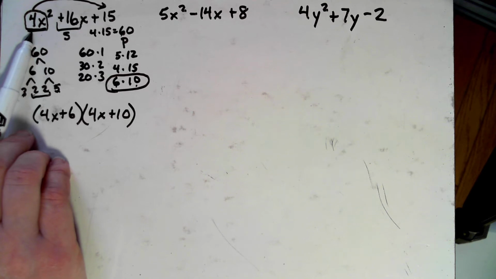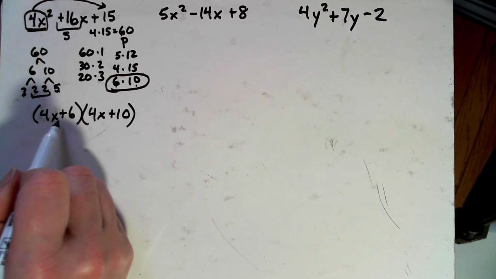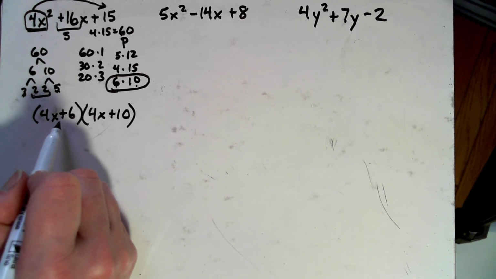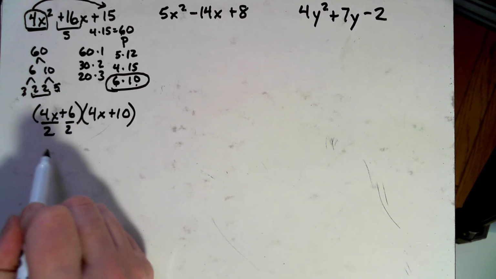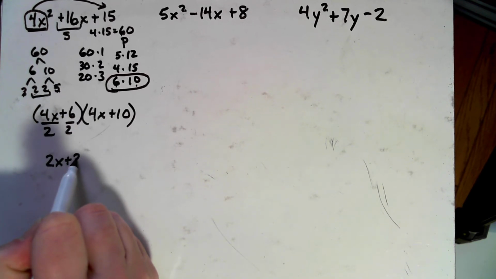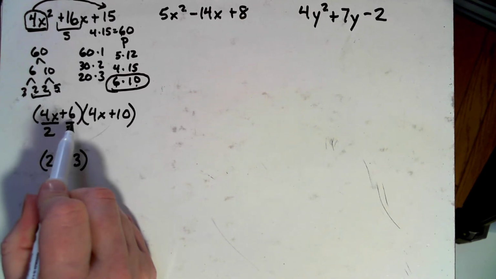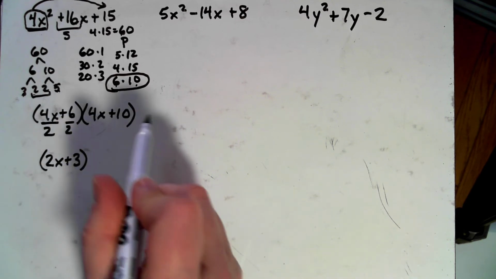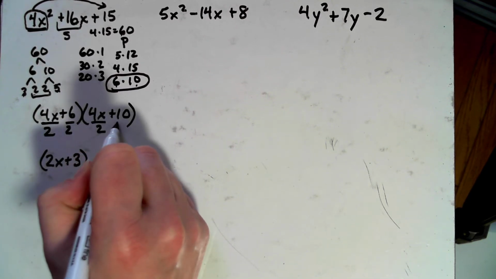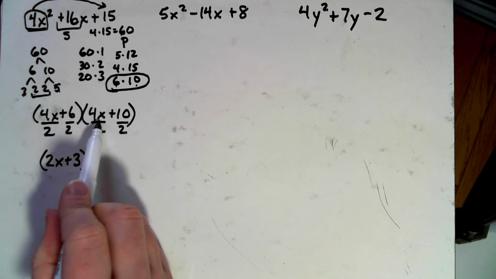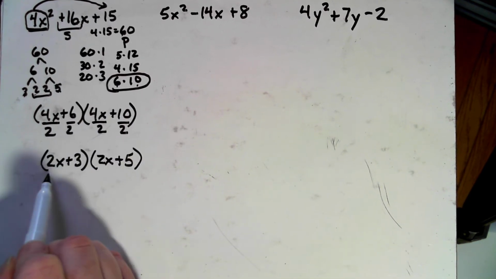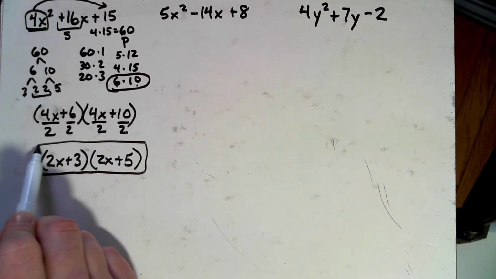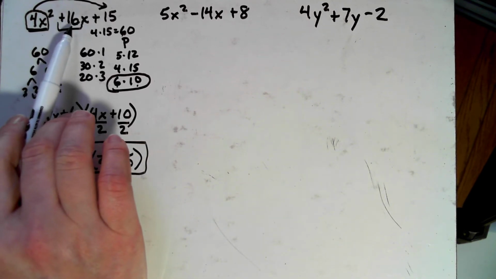So what we're going to do is we're going to divide each set by its GCF and forget that that GCF was even there. So here the GCF is 2, so I'm going to divide by 2 to get 2x plus 3. And that 2 is just going to disappear like it was never there. This GCF is also 2. So I'm going to divide that out and get 2x plus 5. And that is the factored form of that trinomial.